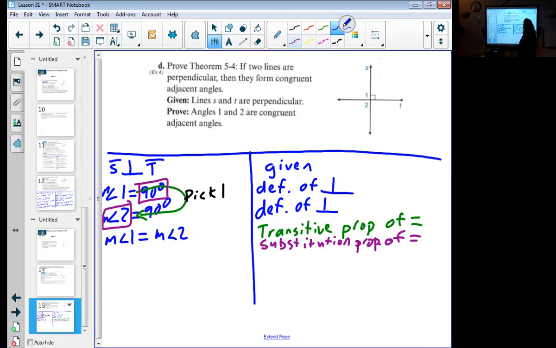So now we have that angle 1 is congruent to angle 2 by the definition of congruent angles.